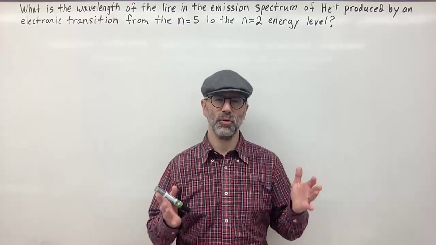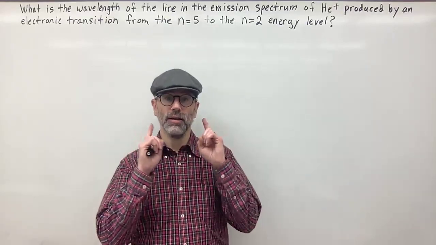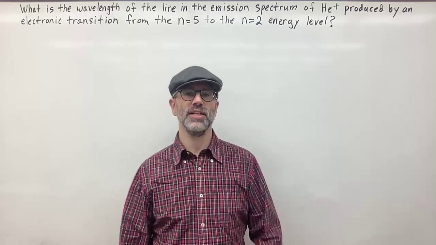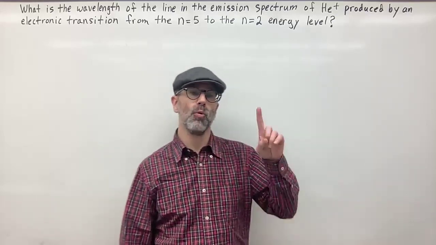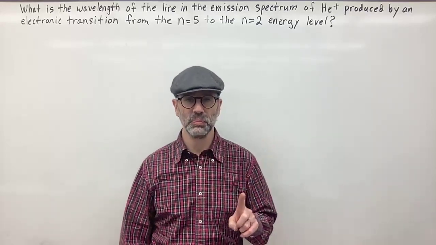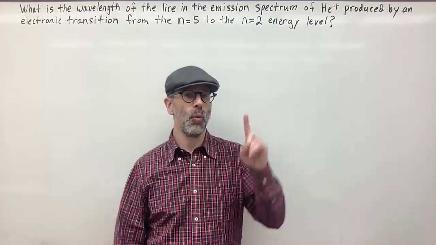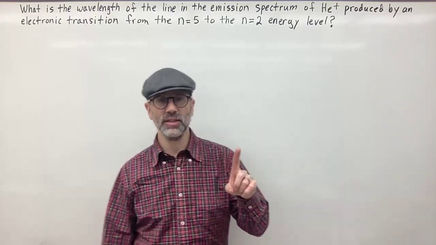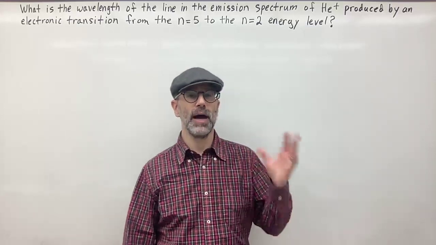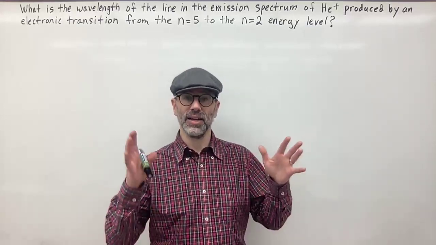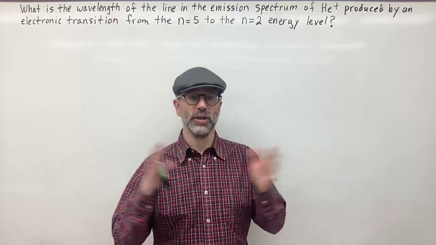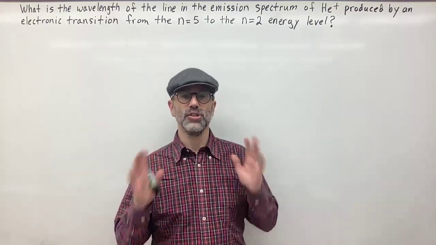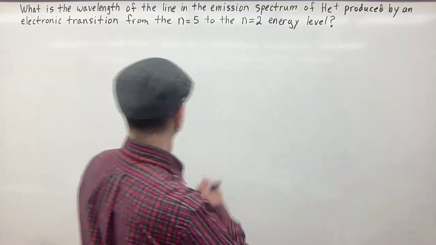Well, why is that important, Mr. Cobalt? Well, I'm glad you asked. Because we realize that this is a 1 electron system. And the great thing about 1 electron systems is that we can use the Rydberg equation to calculate the amount of energy that an electron loses or gains when it goes through certain transitions. So what is this equation?